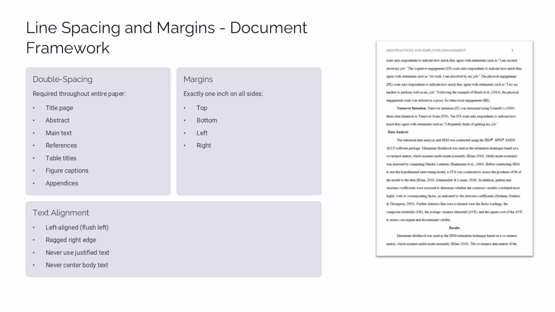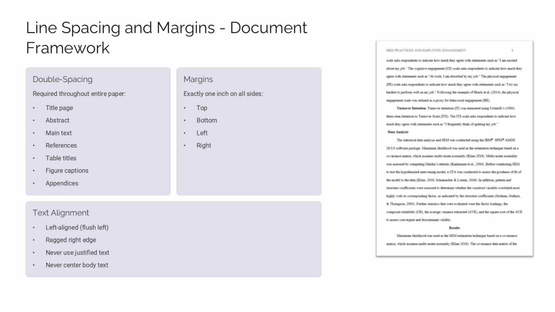These uniform margins create a clean, professional frame for your content and ensure adequate white space for binding, hole punching, or other document handling requirements. 1-inch margins also optimize readability by preventing text from extending too close to page edges, which can strain readers' eyes and create visual fatigue. Text alignment should be left aligned, also called flush left or ragged right.